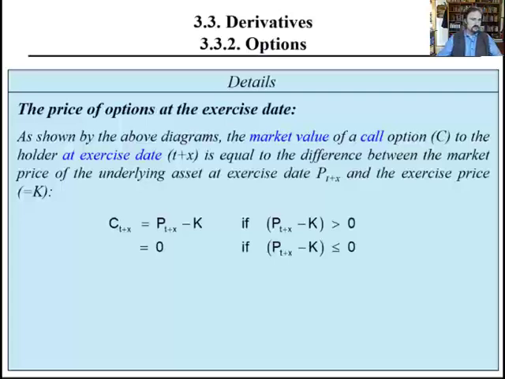We can also express the relationship analyzed with the help of the diagram in the form of a mathematical formula. As shown by the diagrams, the market value of a call option to the holder at the exercise date is equal to the difference between the market price of the underlying asset at the exercise date and the exercise price, if the market price is higher than the exercise price. If the market price is, however, lower than the exercise price, then the value of this holding position in this call option will be equal to 0.